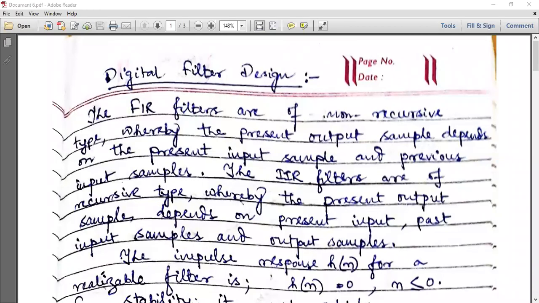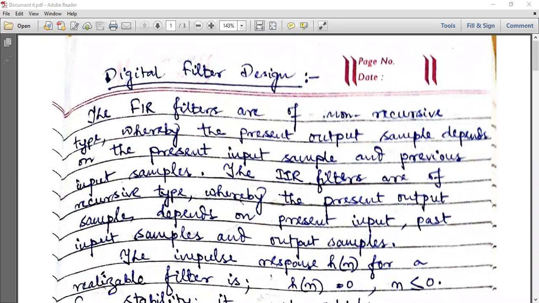Before starting with infinite impulse response filters, let me share my screen so that all of you can view it. Okay, just a second. Okay, so now I think you are able to see. The heading is given: Digital Filter Design. So before looking into my notes, listen to two lines. Then, as I explain, you will observe the notes.